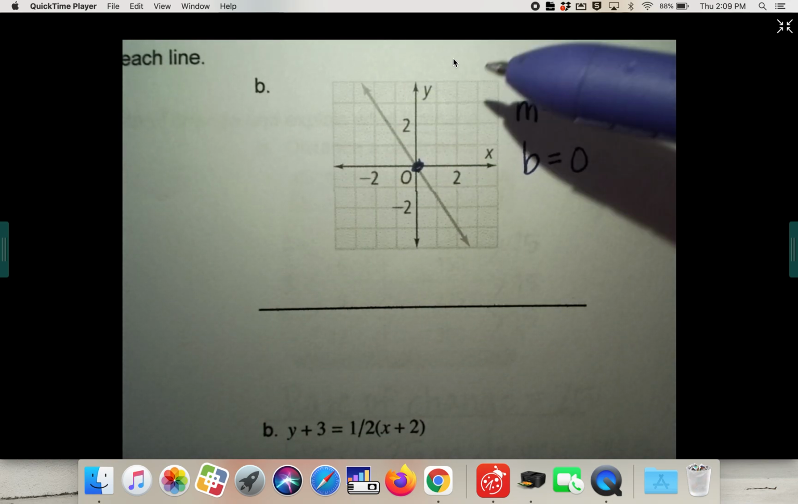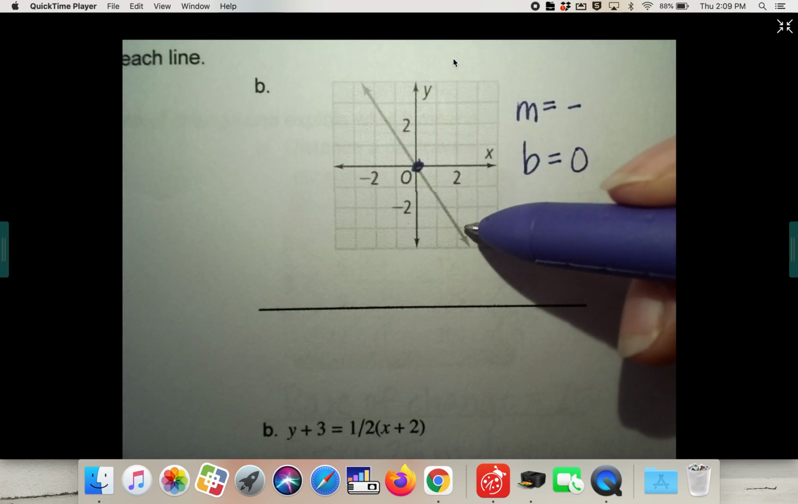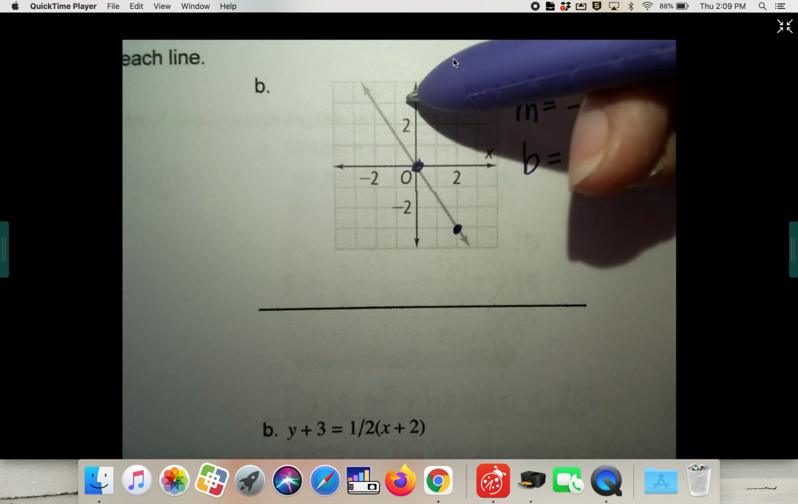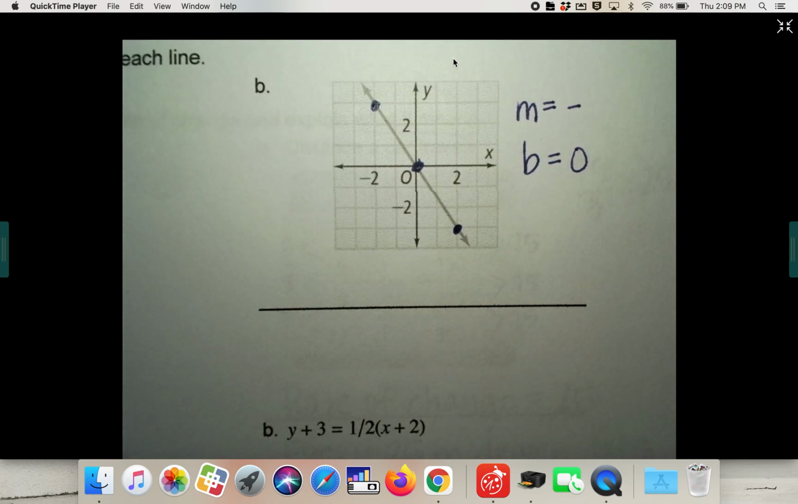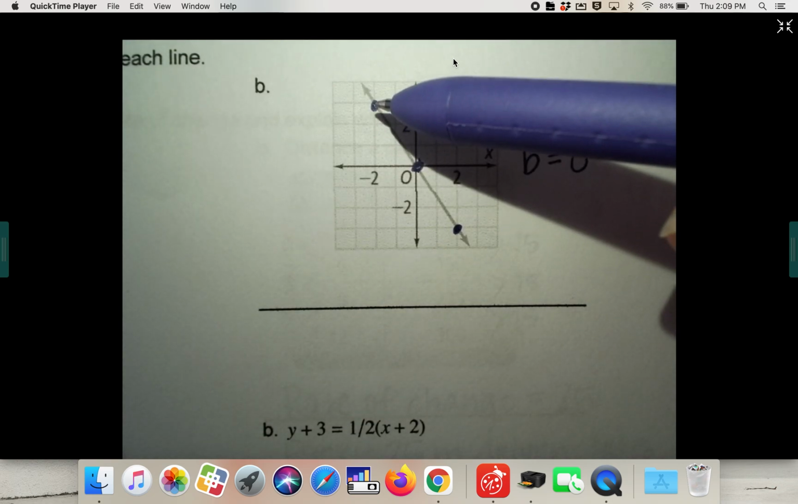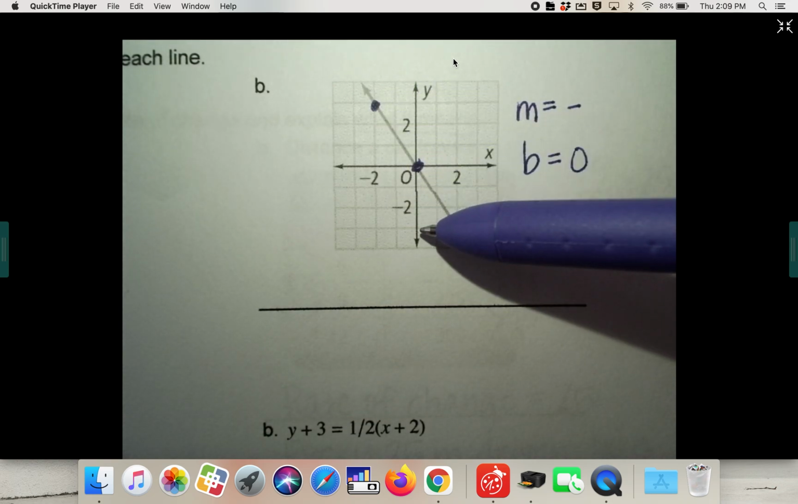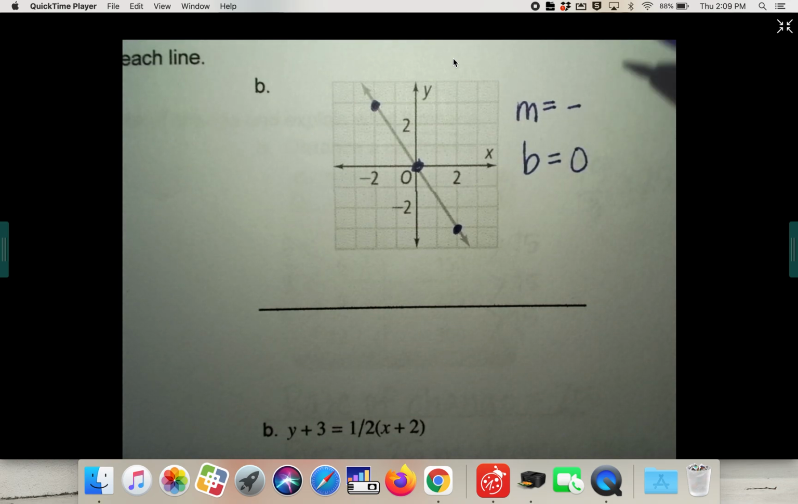What is the rise over run? It looks like it hits right here. And then the only other place I can find is maybe right here. So how many is it going down and over? Since we're not rising over run, we're falling because it's negative.